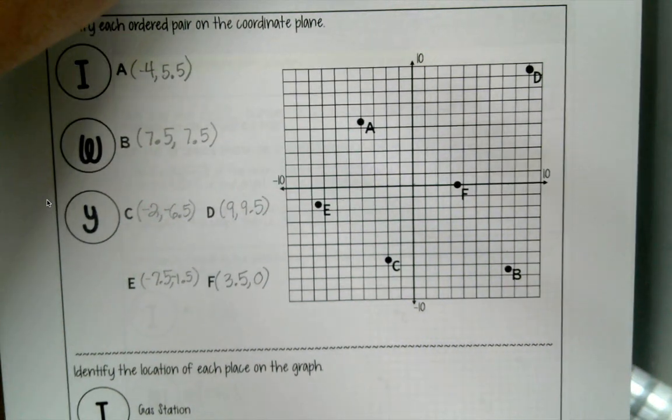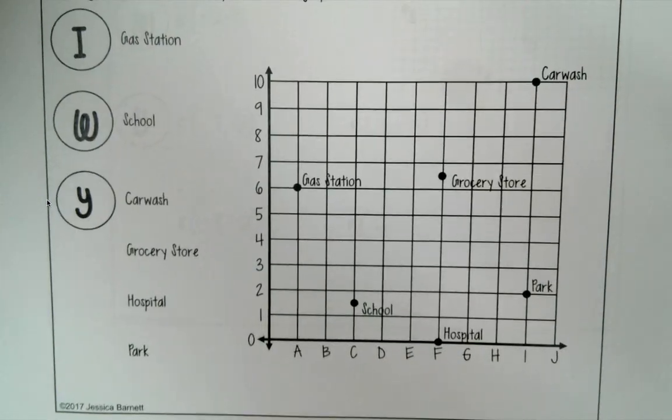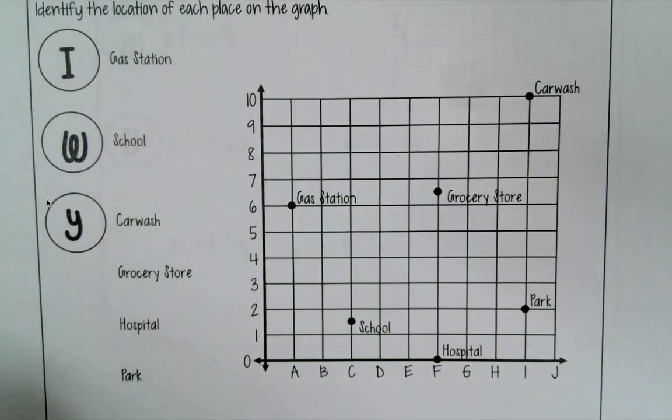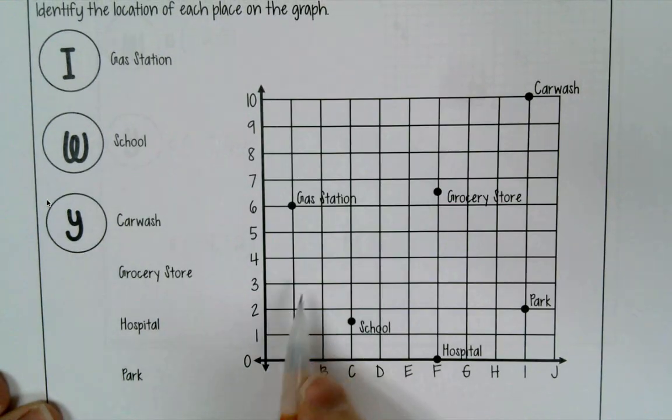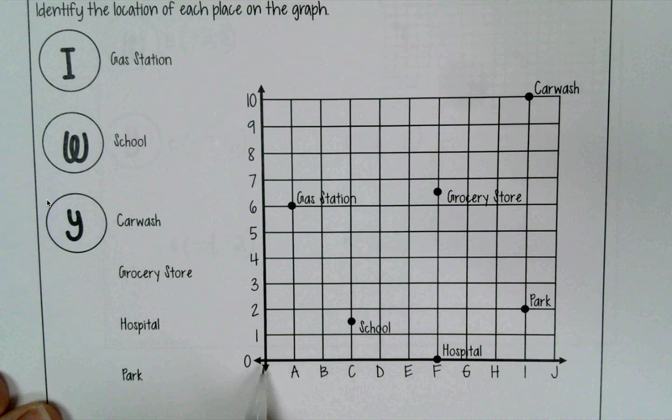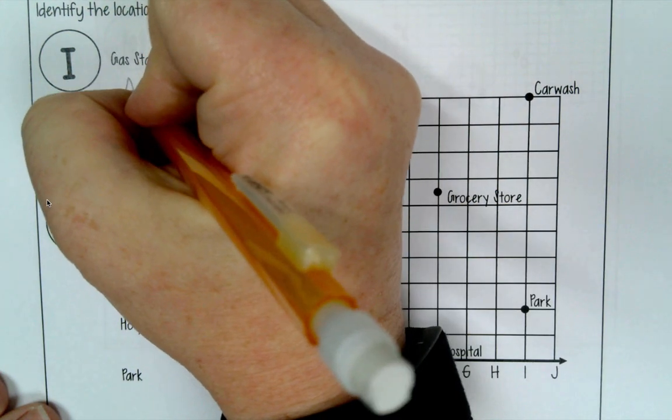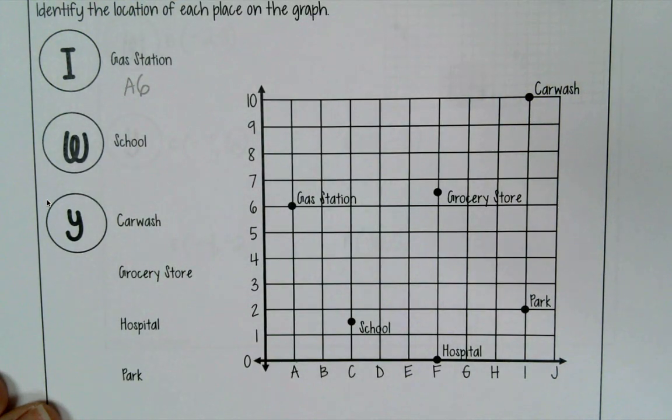Now, my gas station, I'm going to start from my origin, and this is all positive. So we're going to go letter A, comma 6. We're going to say A6. That's how we're going to identify that, kind of like Battleship. The school, C, 1.5.